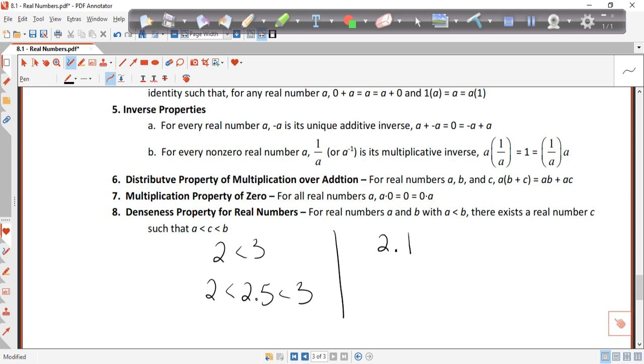If we had something like 2.1 is less than 2.2, we could always find one in between. So 2.1 is less than 2.15, which is less than 2.2. So all this is saying is, if you give me any two numbers, I can always find another one that is in between them.